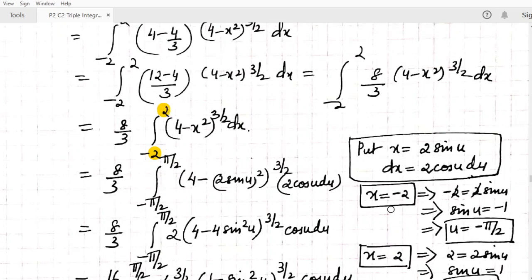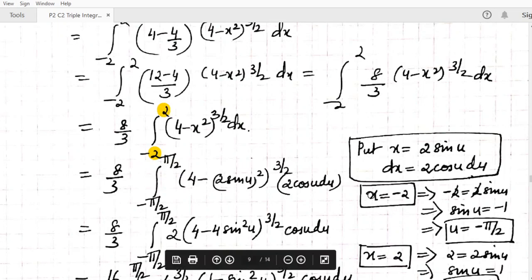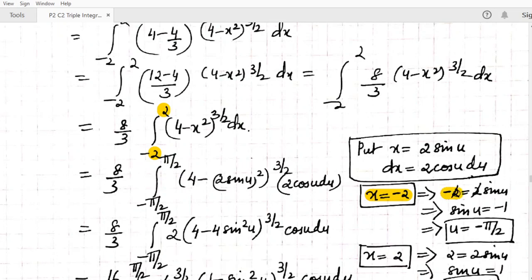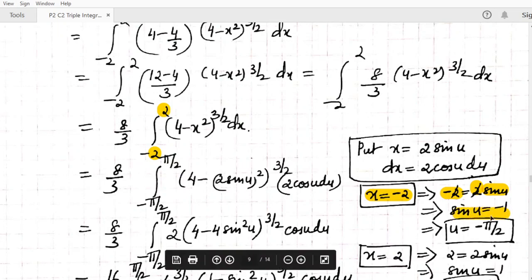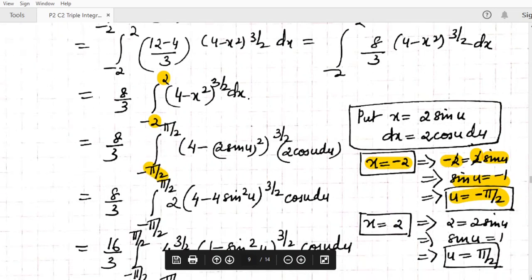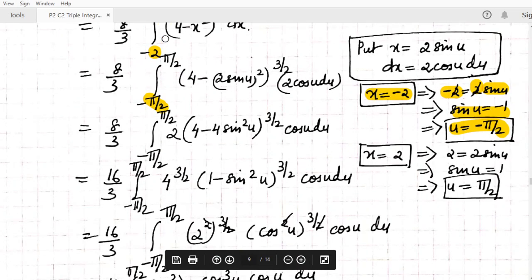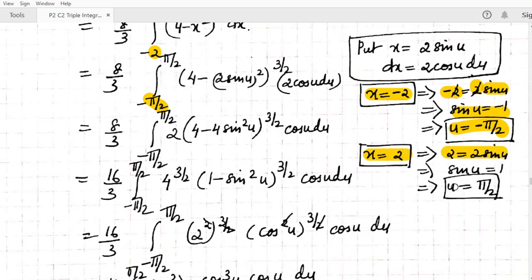To find the lower limit, when x is equal to minus 2, put the value of minus 2 here. We get minus 2 is equal to 2 into sine u. So minus 2 and 2 cancel, sine u equal to minus 1, u is equal to minus pi by 2. So the lower limit is minus pi by 2. Now the upper limit. Upper limit is 2 here, so put x equal to 2, we get 2 equal to 2 sine u, so sine u equal to 1, u equal to pi by 2. So the upper limit is pi by 2.